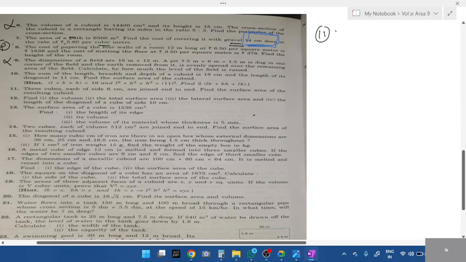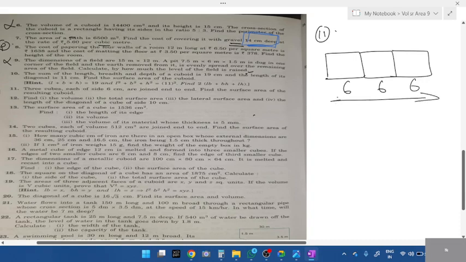Okay, screen was stuck. Students, am I audible to all? Can you all respond? Yeah, we have to start the 11th question. 3 cubes, each of side 6 centimeter. Look here. If I combine 3 cubes together, each side 6, 6, 6. What is the total length? Total length is equal to 6 plus 6 plus 6. How much is total length? 18. Yes, total length is 18, students.